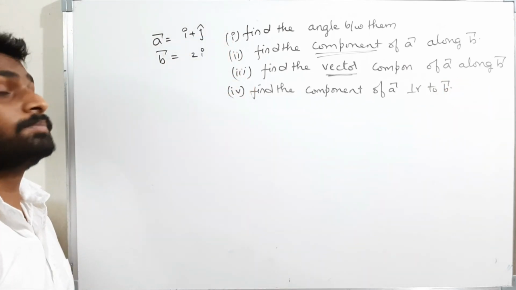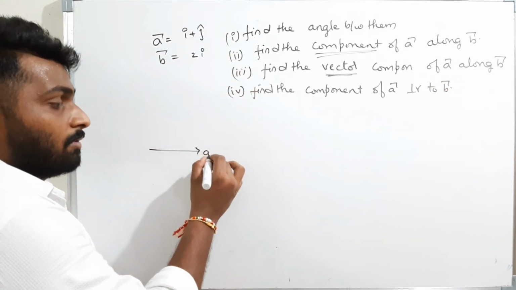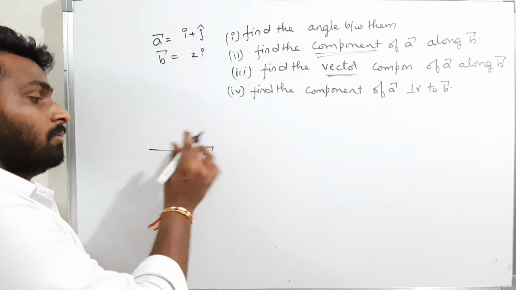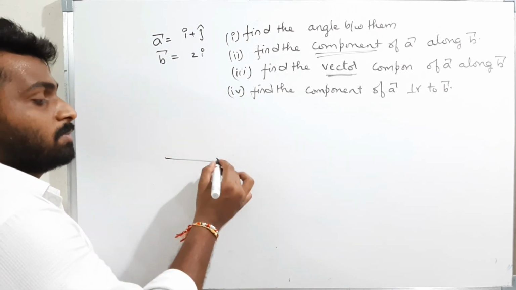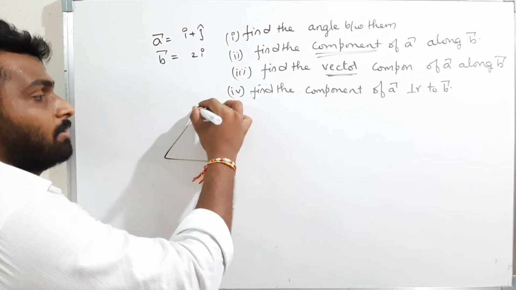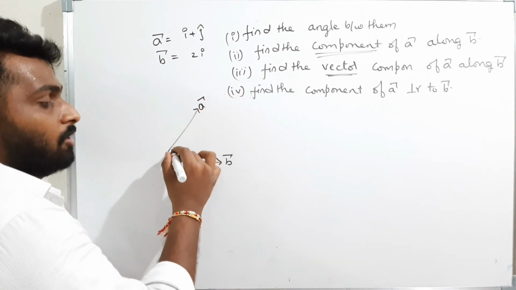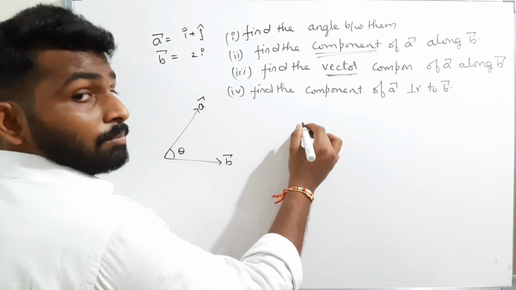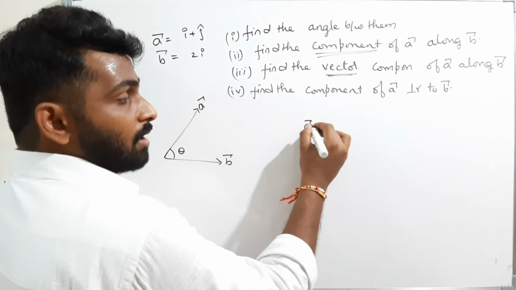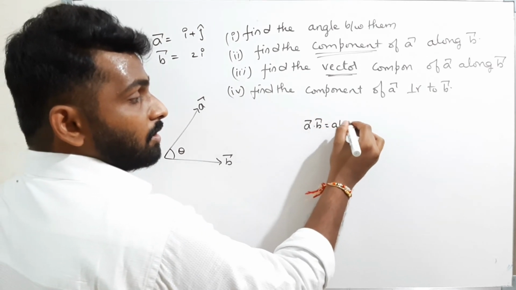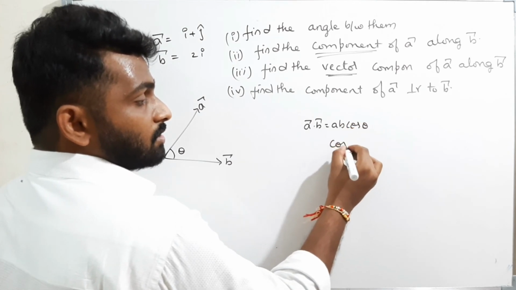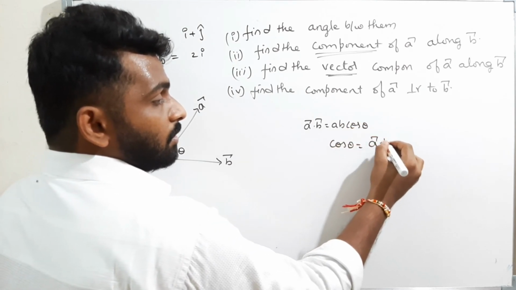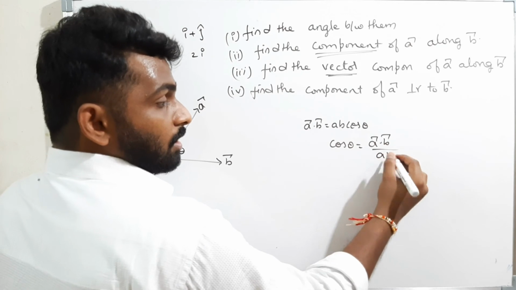Now see what we can do. This is b bar and this is a bar. And now they have to find the angle between them, theta. Now see here, how can I find the angle? By using the dot product I can find: a bar dot b bar is equal to ab cos theta. So cos theta is nothing but a bar dot b bar by ab.